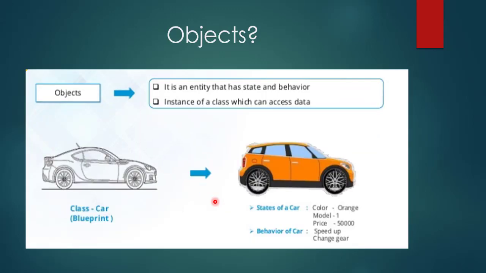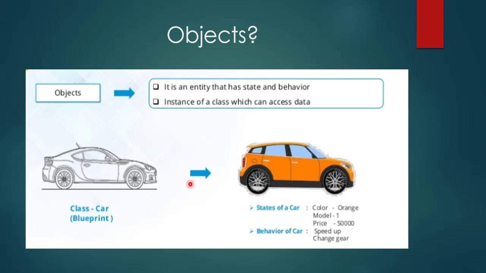Objects: an object is an entity that has a state and behavior. In the previous example, if you look at the class, it's just a blueprint. Now if you want to color this class, the color is an object. Okay, the one object is color. So when you create an object of a class, it's a representation of the class which can access data. Objects are the entities that represent the state and behavior.